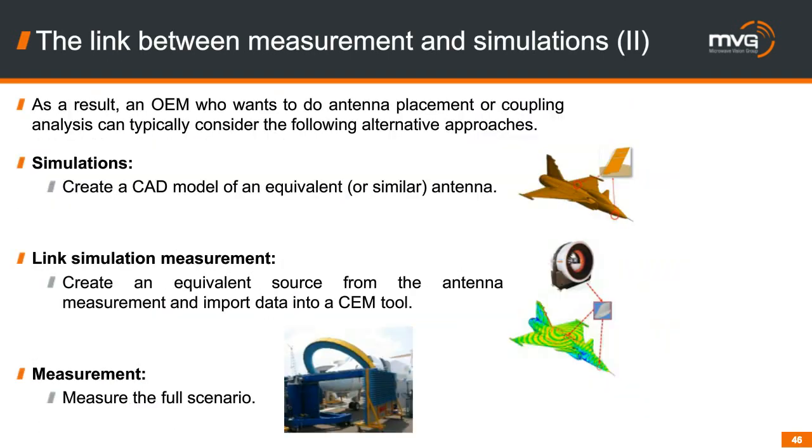Whenever the electromagnetic models are not available, or in case of off-the-shelf antennas, different approaches can be used. The first option is based on simulation, creating a CAD model of the antenna or a similar antenna. The second approach, if the antenna is available, is to measure the radiation pattern, creating a near-field representation of the antenna and importing it in the simulation tool in the final structure. The third possibility is the full measurement of the final scenario.